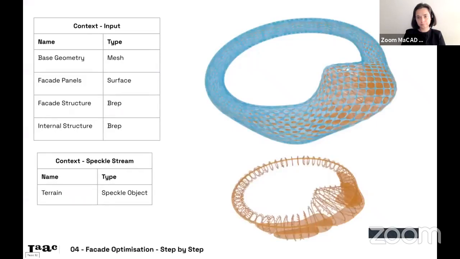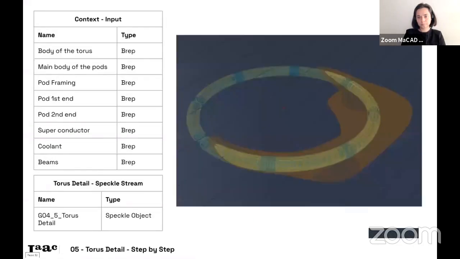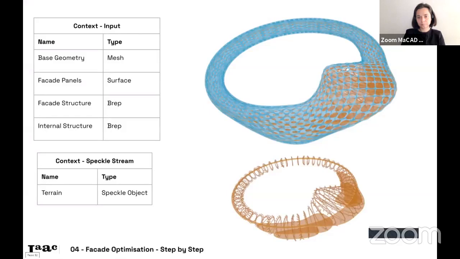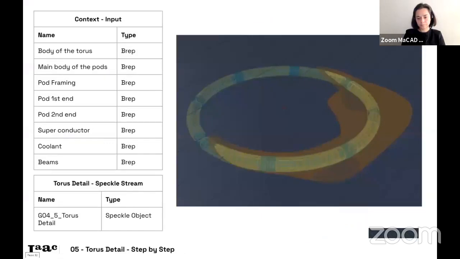Now I will pass it to Keshawa. Yeah. So the base geometry, the context and the terrain were taken from the previous streams and combined to generate a more detailed model, which is required for design. In this stream, the design was refined to produce the structure and the facade panels, which were optimized using k-means clustering, and the internal structure and flow was added. Then the facade and the torus were also detailed to a sufficient extent and later added into the overall building. Can we go to the next slide?